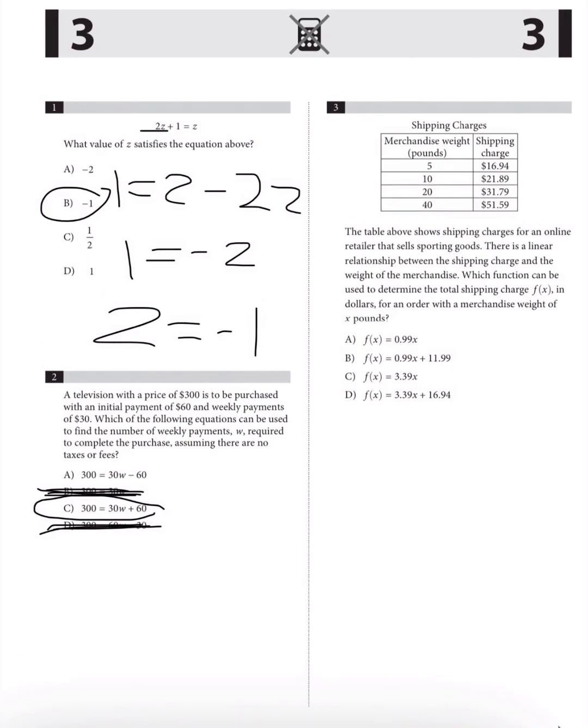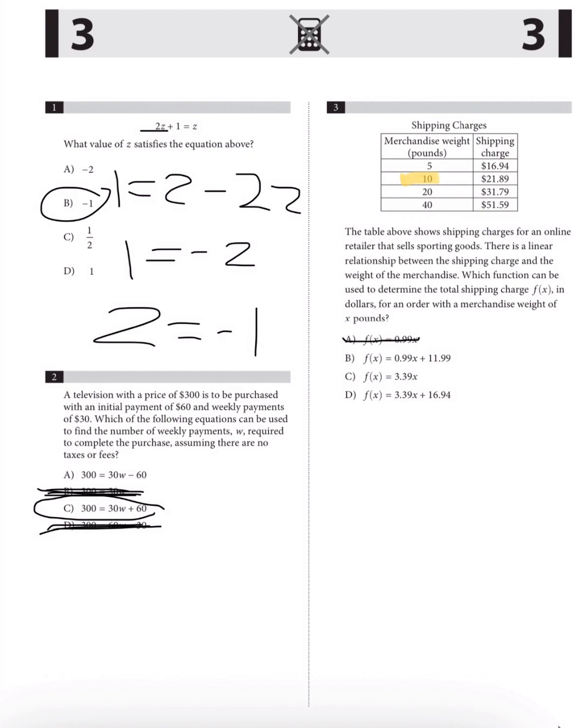Okay, so what I like to start off with is do the easiest thing. So I'm going to plug in 10 because 10 is one of the easiest numbers. So if I do 10 times 0.99, that's 9.9, and that's nowhere close to 21.89. So that obviously cannot be it.